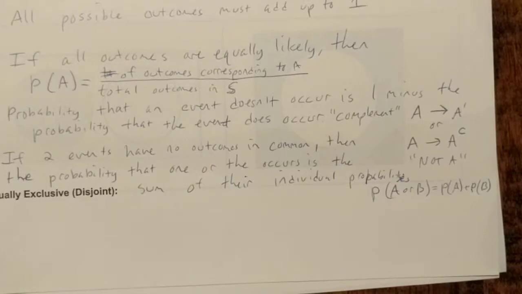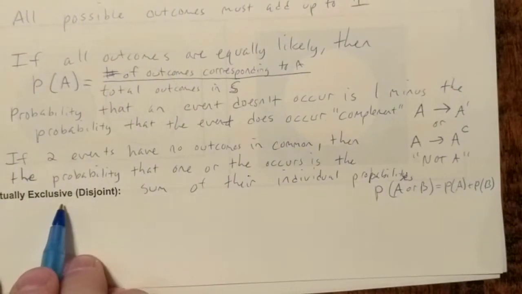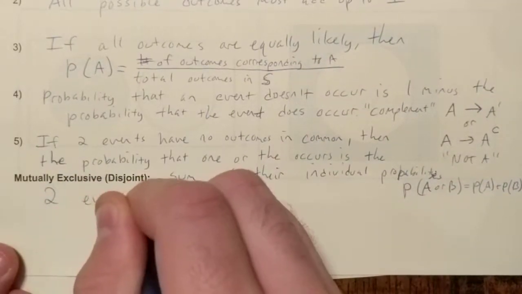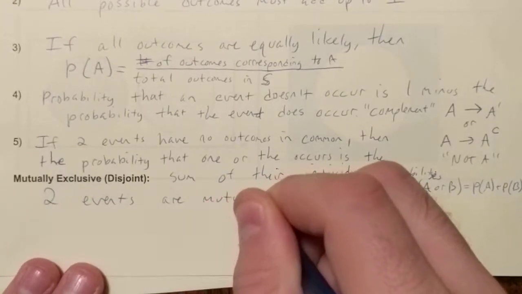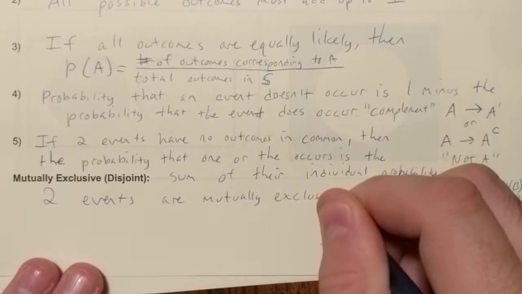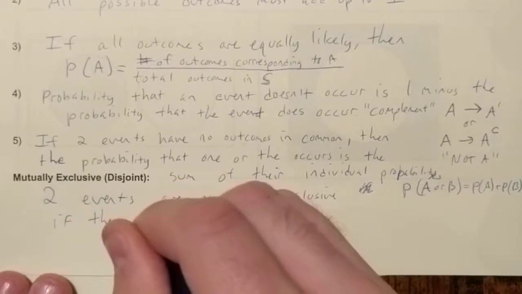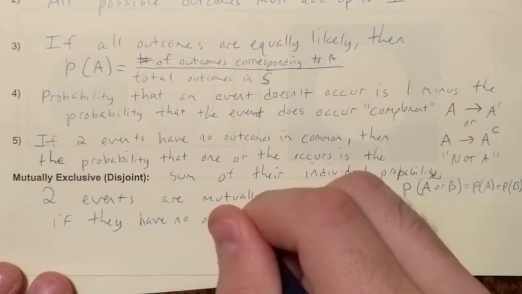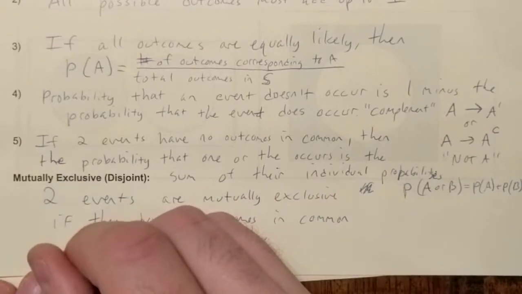So that's the addition rule for mutually exclusive events, which we're going to describe right here. Complement rule is number 4, and the 3 basic ones above. Mutually exclusive, also called disjoint. It's two events. They are mutually exclusive when, or if, they have no outcomes in common and can never occur together.